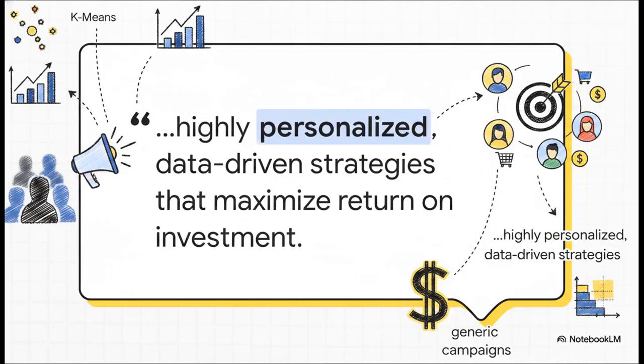Because look, the goal here isn't just to do math for the sake of doing math, right? The goal is to empower marketing teams to make a massive pivot. It allows them to transition from generic campaigns to highly personalized, data-driven strategies that maximize return on investment. It's all about putting the right offer in front of the right customer at exactly the right time.